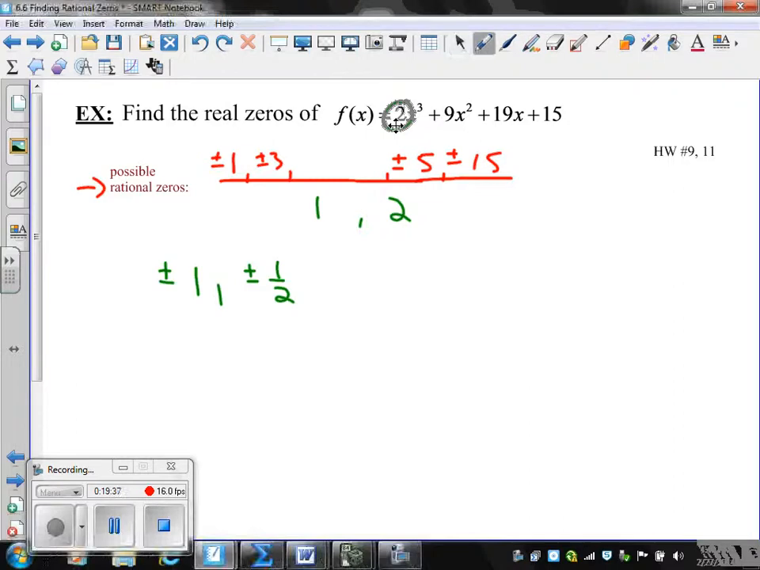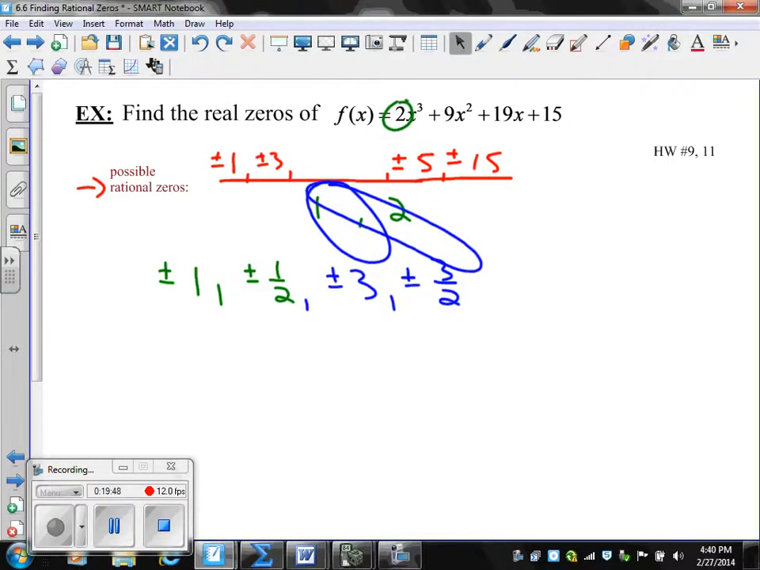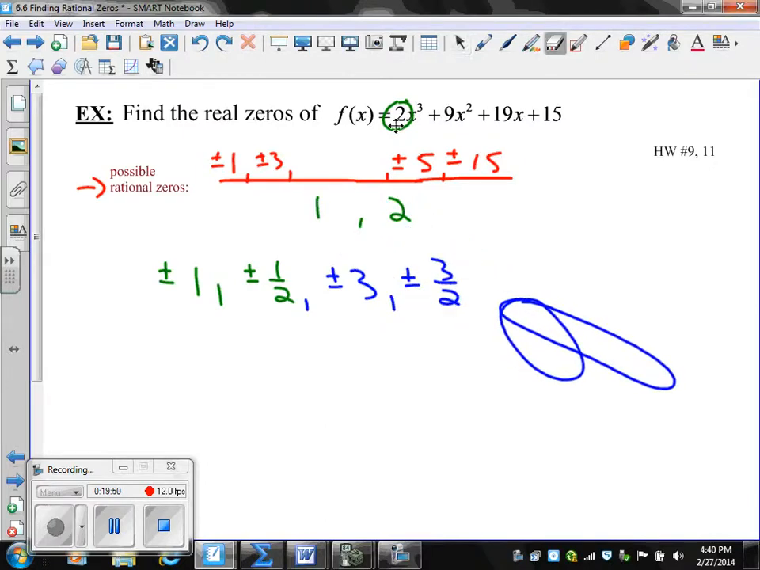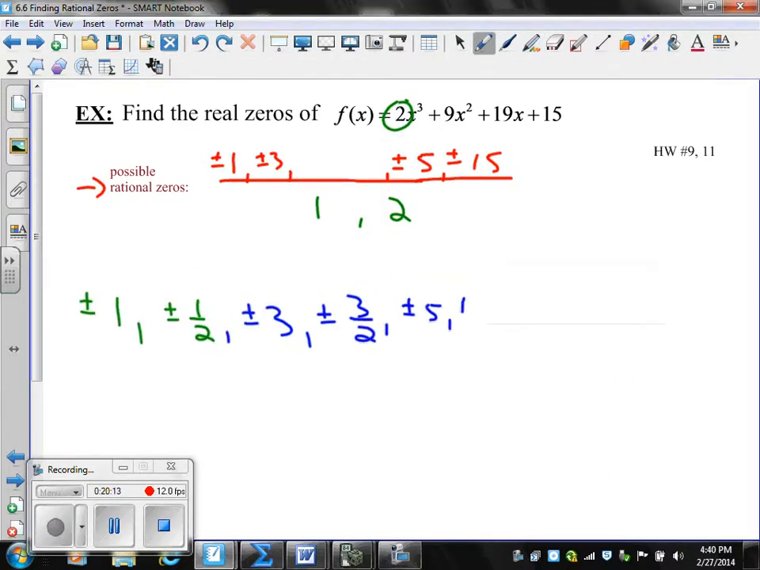So, plus or minus 3 over 1, plus or minus 3 over 2. I'm going to do the same thing with 5 over 1, 5 over 2, plus or minus 5. Actually, I'm going to move this a little bit because I have a little picture that's going to come in here momentarily. So I'm going to make a little room for myself on my little commas.